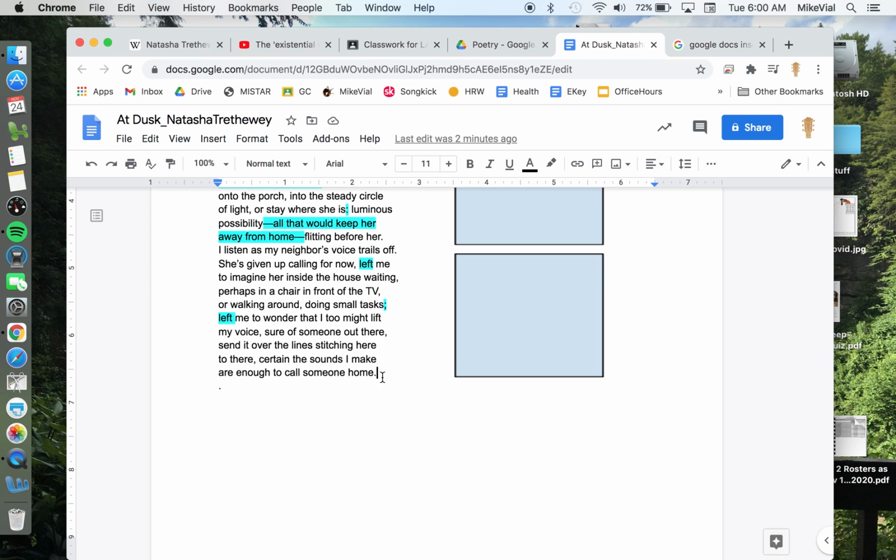So there's a couple different reasons why the poet is using a semicolon. One, notice there are two verbs left. This is linking two long clauses that give us two ideas. The neighbor's given up for now calling, and the neighbor's gone back inside. It's left the speaker to wonder this, and it's left the speaker to wonder that. So the poet's using a semicolon to join these two ideas of left.